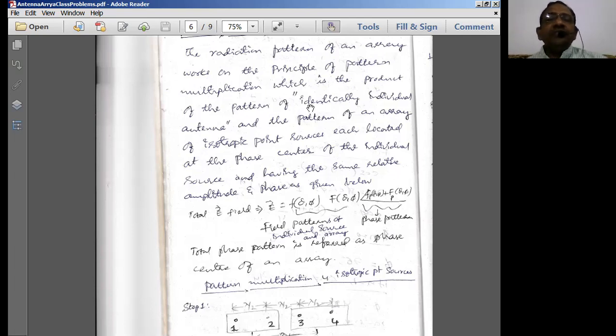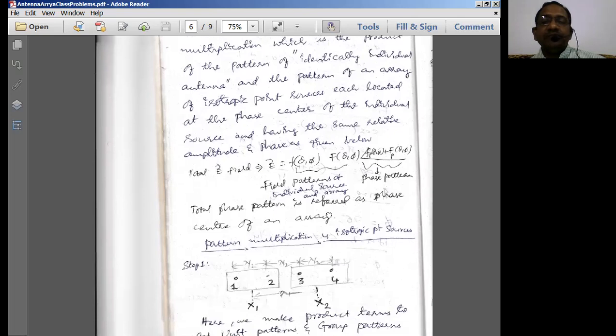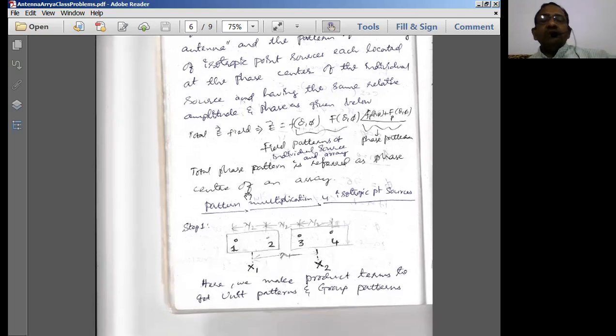So what is this radiation pattern now? It is nothing but the product of the identical individual antenna pattern and the pattern of an array of isotropic point sources, each located at the phase center of the individual source and having the same relative amplitude and phase, as given below. Now how can we find out the total electric field radiation pattern? It is equal to the field pattern of the individual source. This is the field pattern f of theta comma phi.